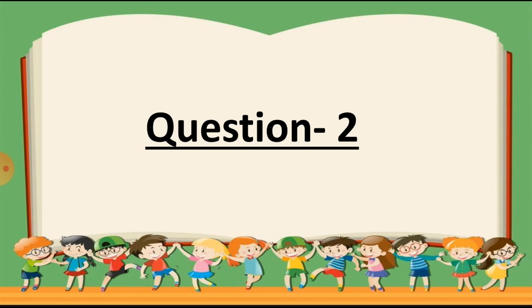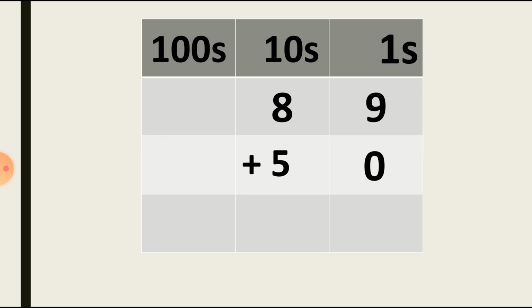Hope you understood this. Now the question number 2 of this exercise. So let's solve the question number 2 of this exercise, students. Here is the question number 2. At the ones column, 9 plus 0 is equal to 9. So we can write 9 under the ones column. Let's move to the tens column. Here is 8 plus 5.